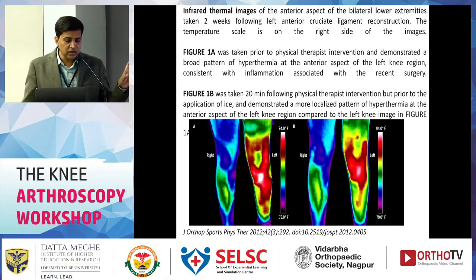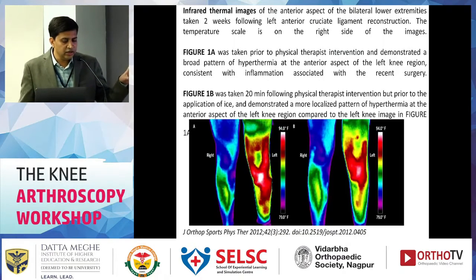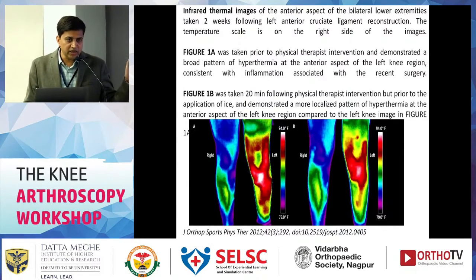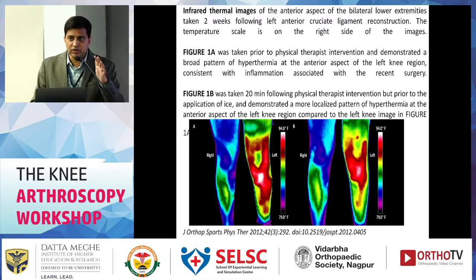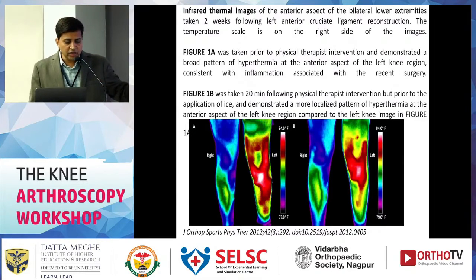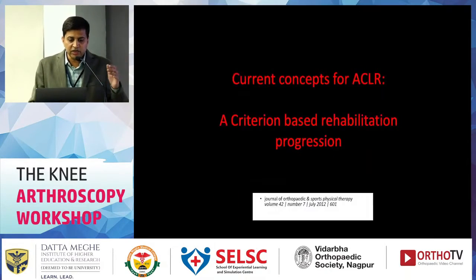This infrared thermography will show you an operated ACL on the right side, where you can see hyperthermia around this region, and they have done only 20 minutes of physiotherapy. This area is localized, getting reduced to only 30%. So that is the essence of these rehabilitation programs.